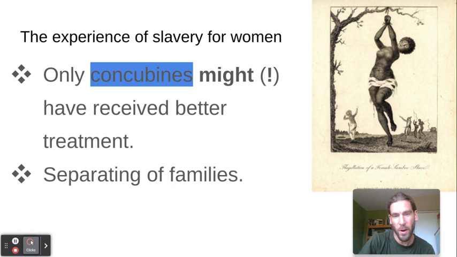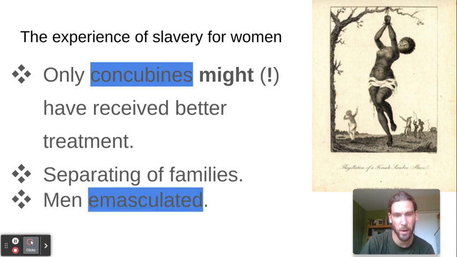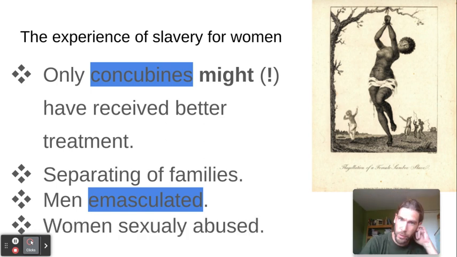But for women, often their families were separated when arriving in the Caribbean, and the men were deprived of their role as a man within the family. They could not be fathers for their children, they could not be providers for their children, they could not be the protectors of their wives and children. So their role as a man was emasculated. It means they were deprived of their role within the family as a man. And often women were sexually abused, and this was, of course, also possible for a concubine because possibly she was the lesser, she had less power within the relationship.